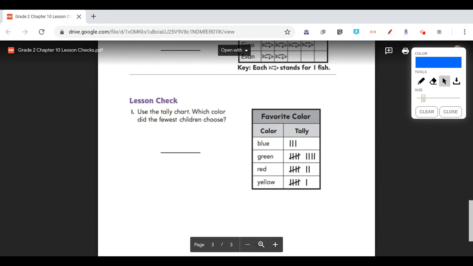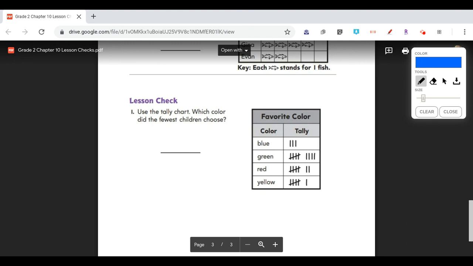Now let's look at our last example. It says use the tally chart. Which color does the fewest children choose? One thing about a tally chart is we see that the whole chart is about the favorite color. That's our title at the very top. But there are 2 categories. There's color and there's tally. So color is telling us what color we're talking about, and tally is telling you how many for each color. So that's how many children chose that color as their favorite color.